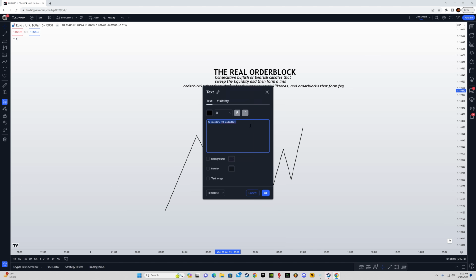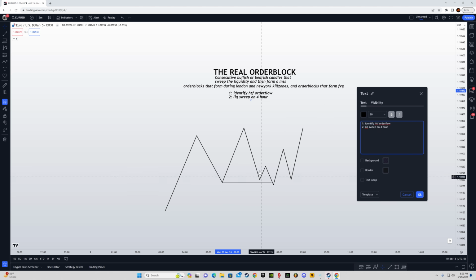Now, once price sweeps, let's type this in, liquidity sweep on 4-hour. Now, once price sweeps the liquidity on the 4-hour time frame, we drop to the 15-minute time frame. And number 4, we then look for a market structure shift during kill zone hours.